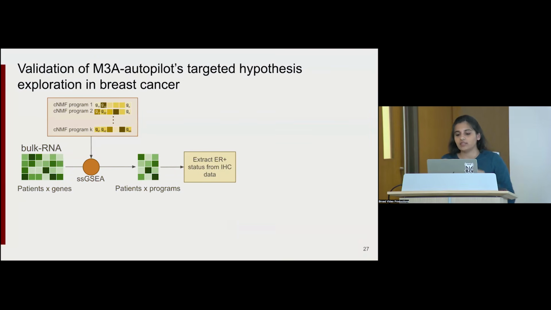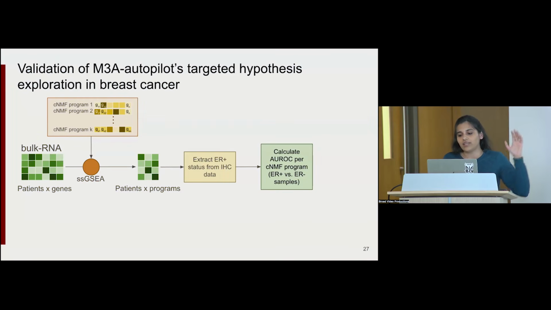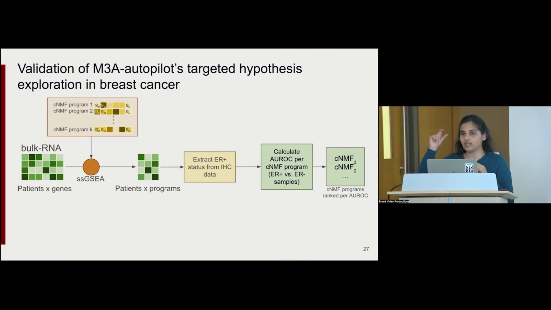After that, we extract the ER positive status from the IHC data that is associated with TCGA. So this is a ground truth. Someone has already done IHC on the same TCGA bulk RNA-seq sample, so we have a very solid way to verify that. And we calculate the AUROC per cNMF program for ER positive versus ER negative samples. The AUROC is then used to rank the cNMF programs: the program with the highest AUROC has the most discriminative power between ER positive and ER negative patients, and so it's ranked the highest, and so on.